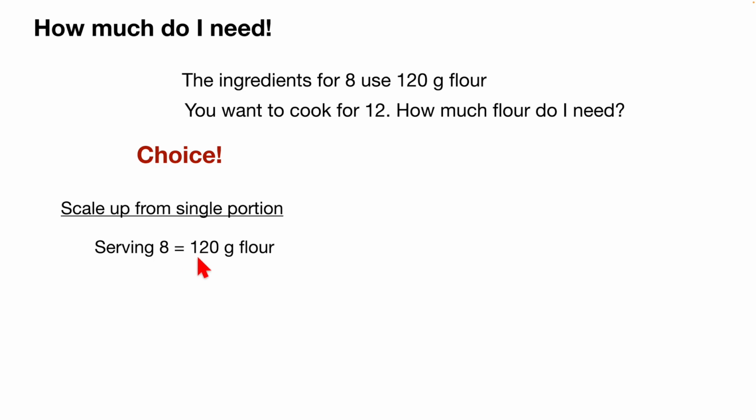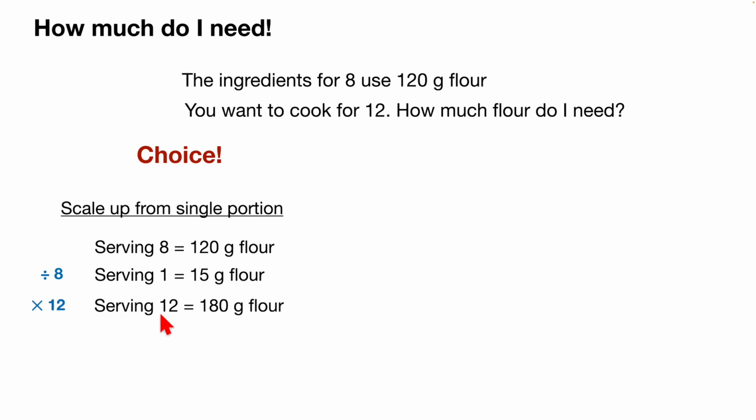Serving for 8 equals 120 grams of flour. I'm going to divide by 8 to get servings for 1 would use 15 grams of flour. So I'll times that by 12. Serving for 12 would use 180 grams of flour. So the advantage of this is that you can probably always think of it. It's a sort of straightforward method to go through a serving the quantity for 1, and it's very easily checked.